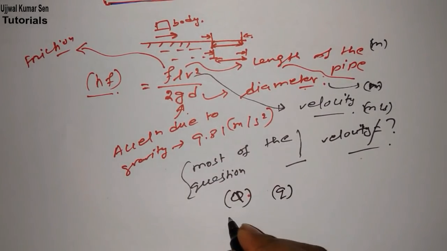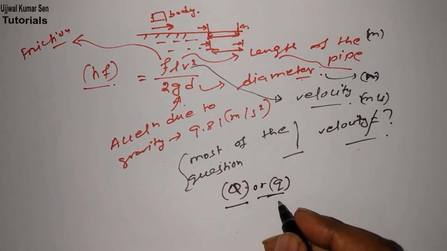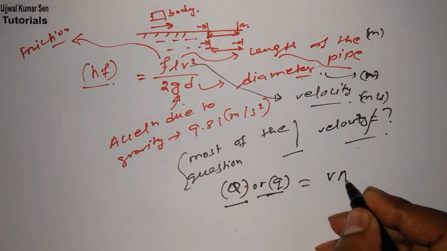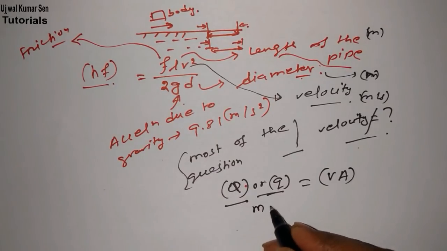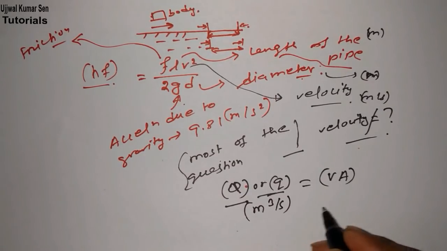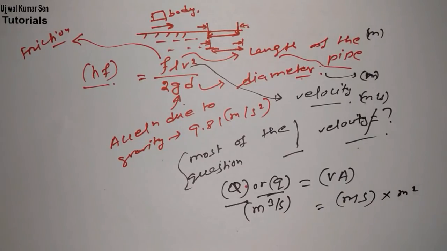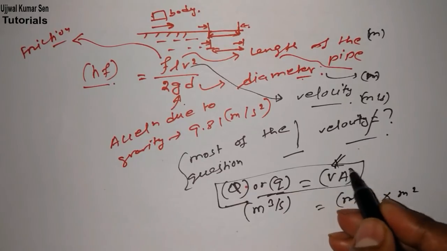Somebody says small q, somebody says capital Q. That depends on what you are familiar with. Basically Q is equal to VA. We know that. The unit of Q is meter cube per second, and in VA, velocity is meter per second, area is meter square. So from this relation Q is equal to VA, you can find out velocity.